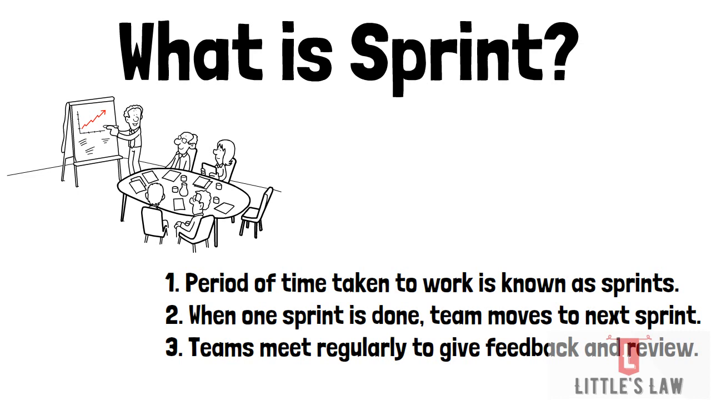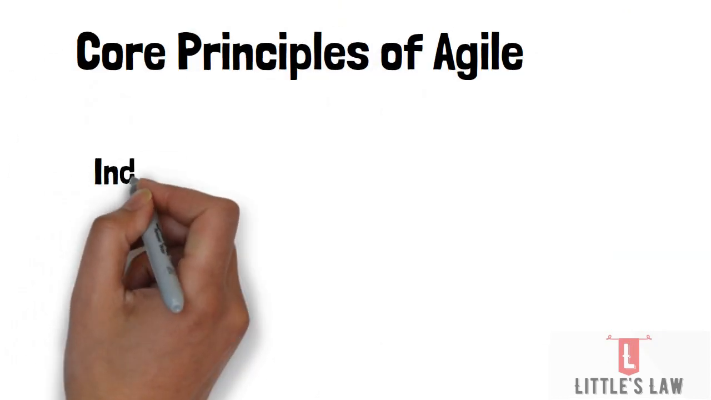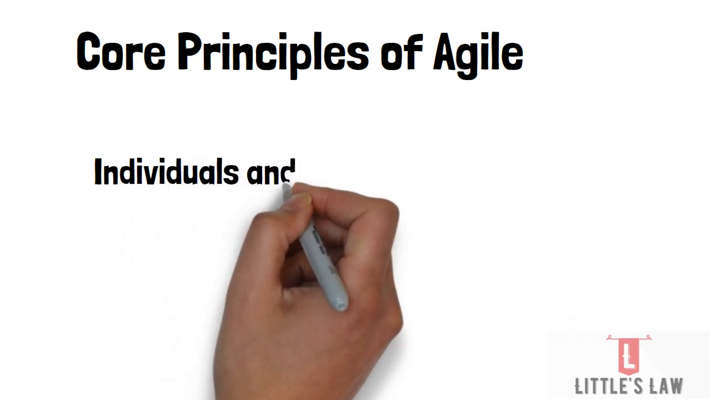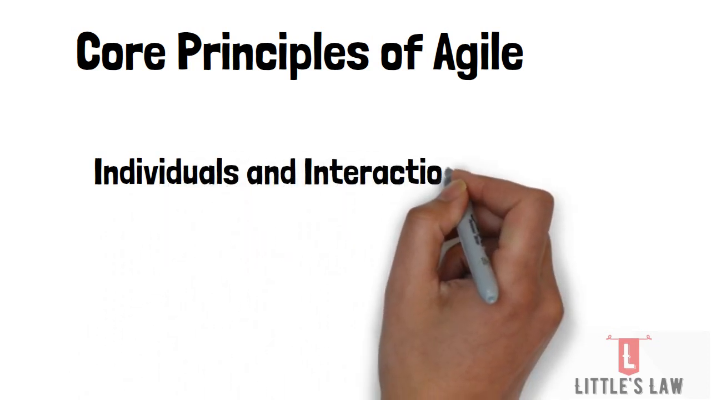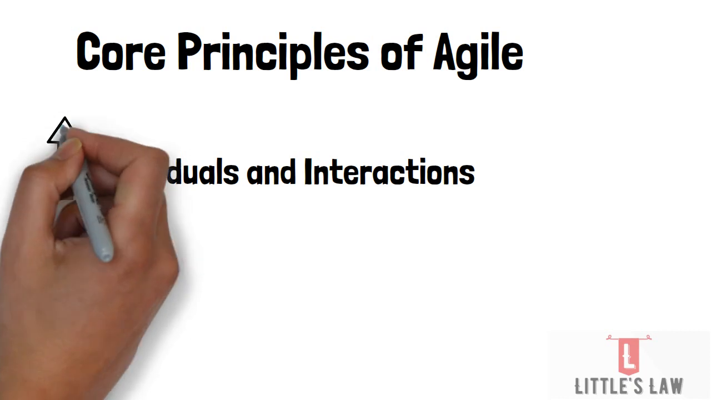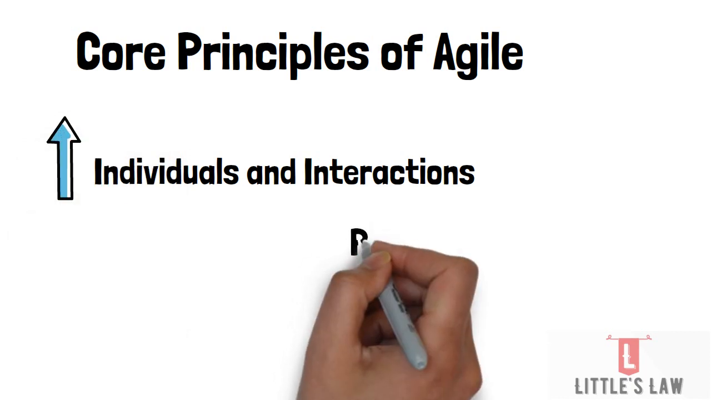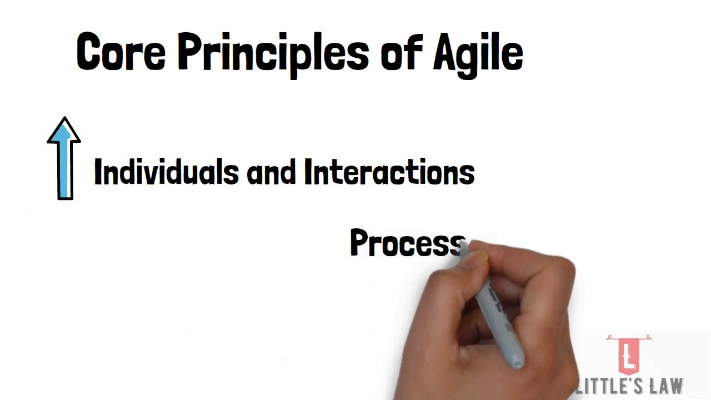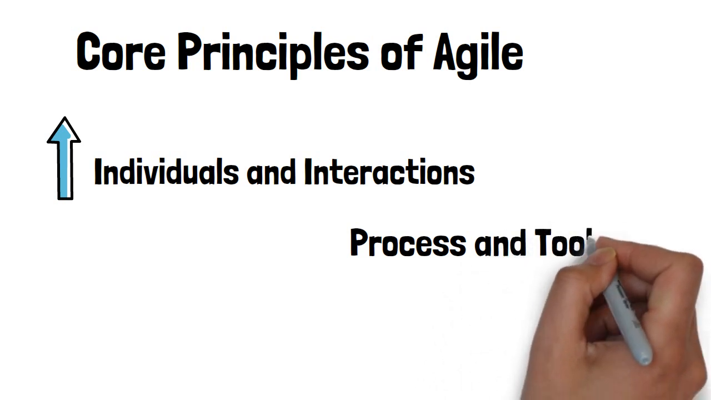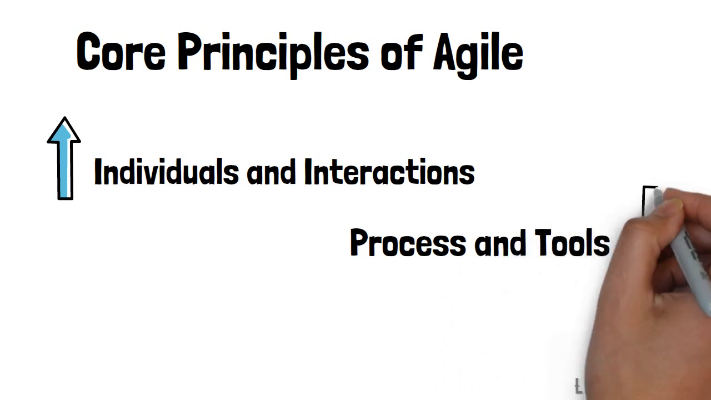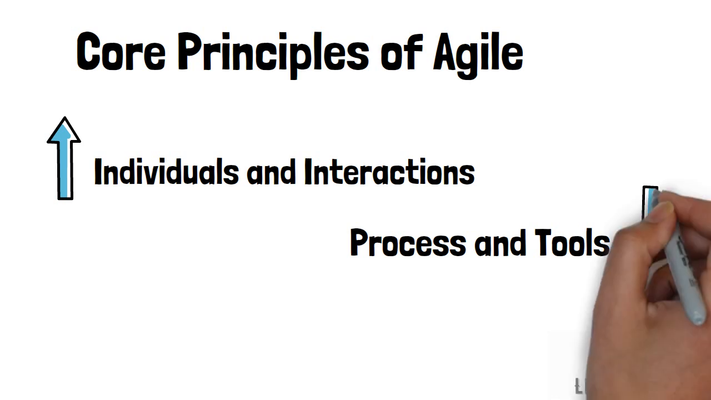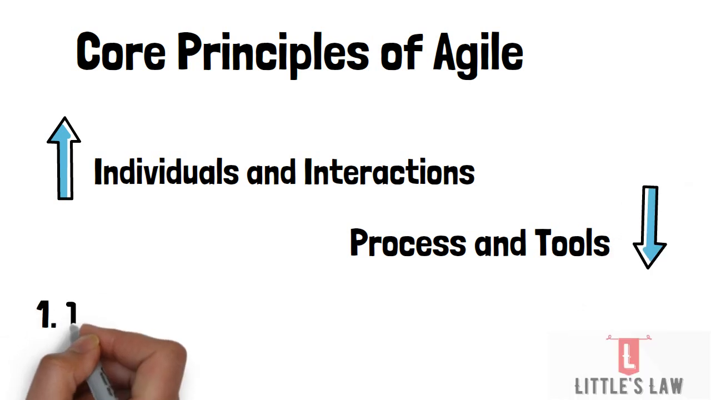So far we saw what is Agile. Now we will see the core principles of Agile. The core principles of Agile methodology prioritize individuals and interactions over processes and tools, and working software over comprehensive documentation, customer collaboration over contract negotiations, and responding to change over following a plan.